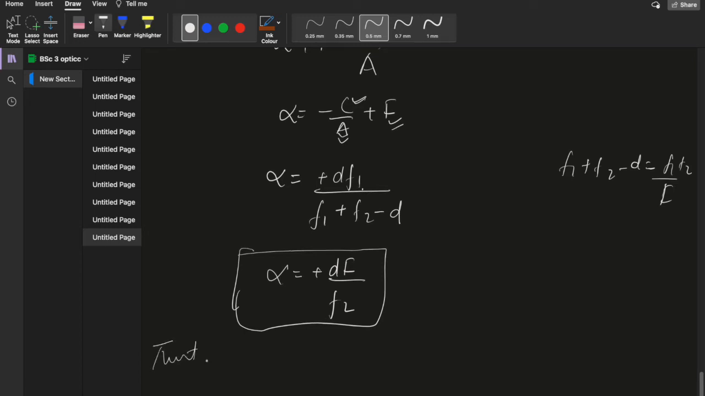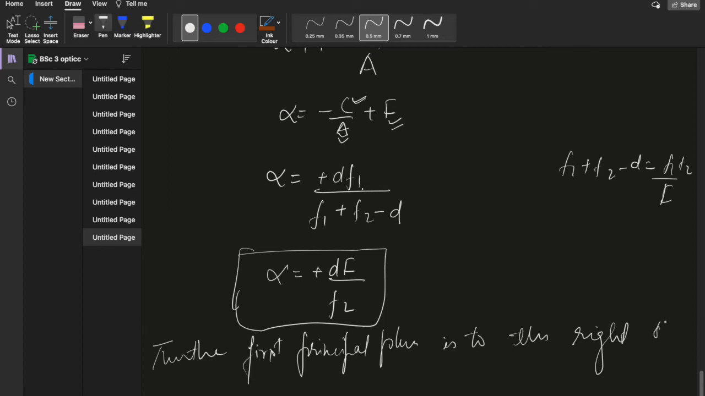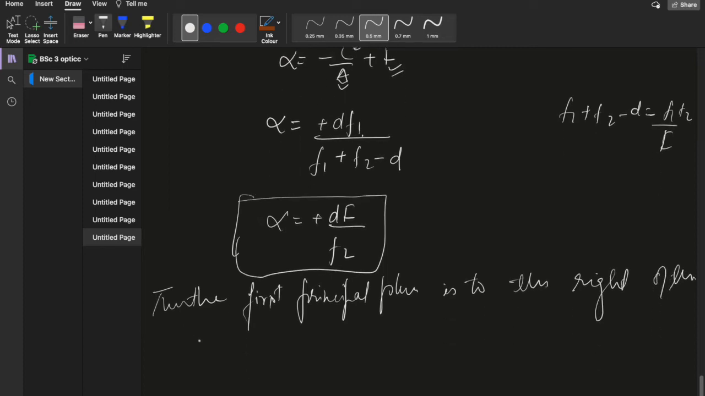Thus, the first principal plane is to the right of the first lens. So on a principal axis, if this is our lens L1, so the first cardinal point, the first principal plane is to the right of the first lens. If this is my first lens, it will lie somewhere here, the first principal plane. All right.